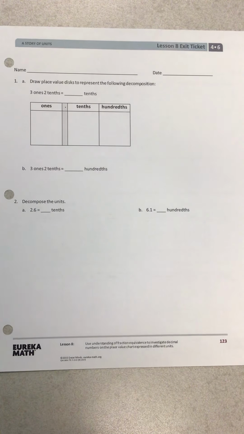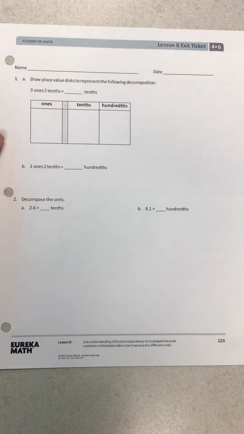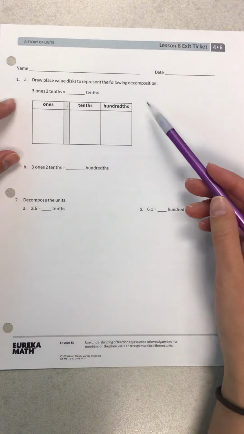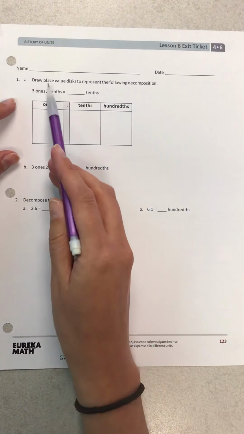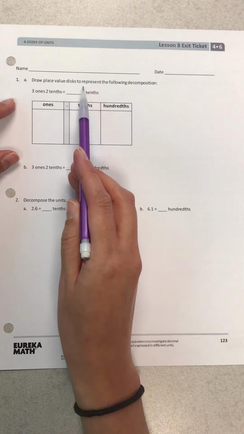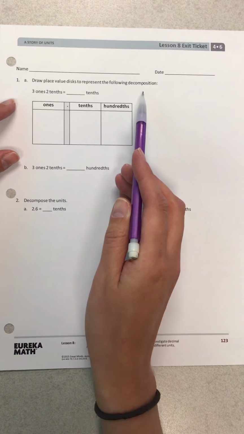Hi, fourth grade. We are on lesson 8, exit ticket, on page 123. So today we talked about using place value and decomposing into how many tenths and hundredths we have. And so for part 1, A and B, it says draw place value discs to represent the following decomposition.